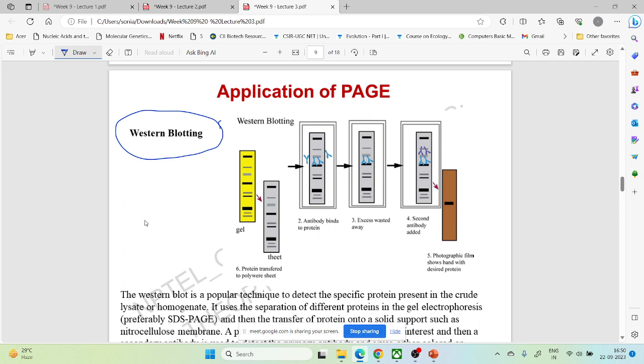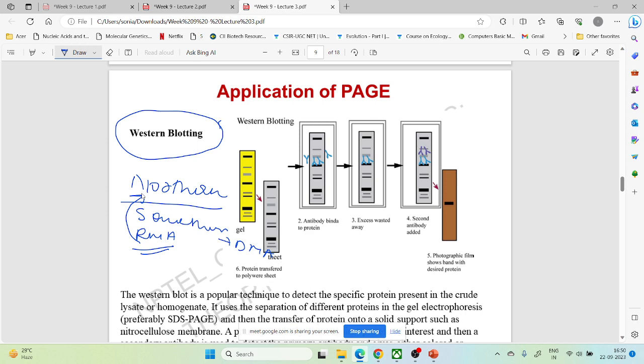So that is why Western blotting helps. Blotting means to blot, and we have different kinds of blotting. What is the use of northern blotting? Southern blotting is used for DNA, northern blotting is used for RNA, and western blotting is for protein. We don't have an eastern blotting as of now.